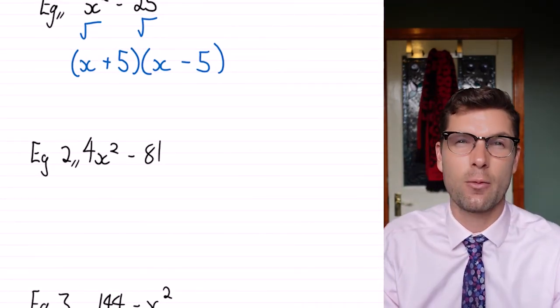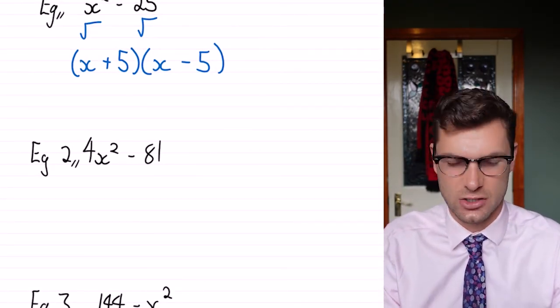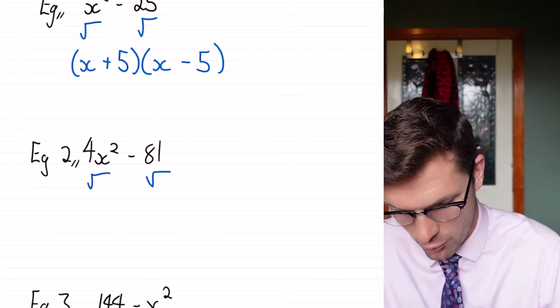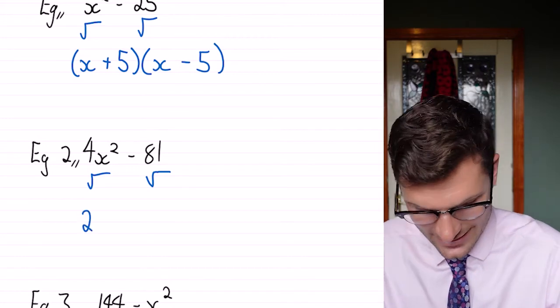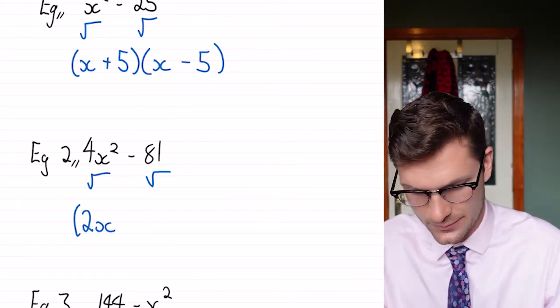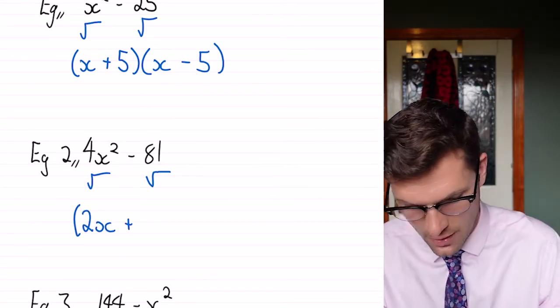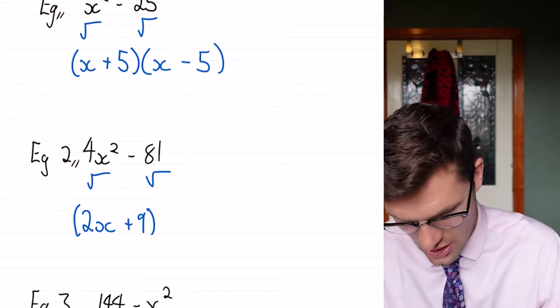This can even happen when we've got a non-monic x squared. So this time we've got to square root both of our terms. The square root of 4x squared is 2x. So that's going to be our first term, plus the square root of 81 is 9.